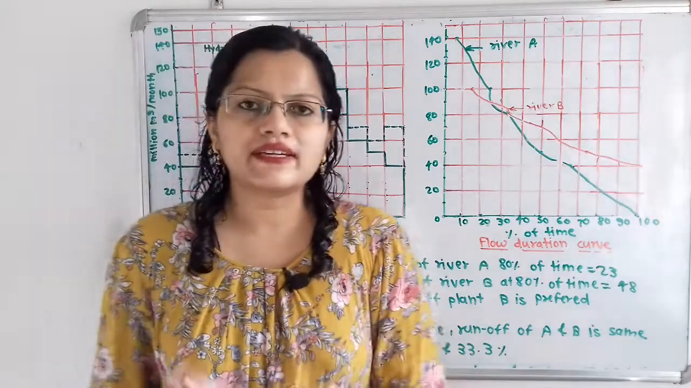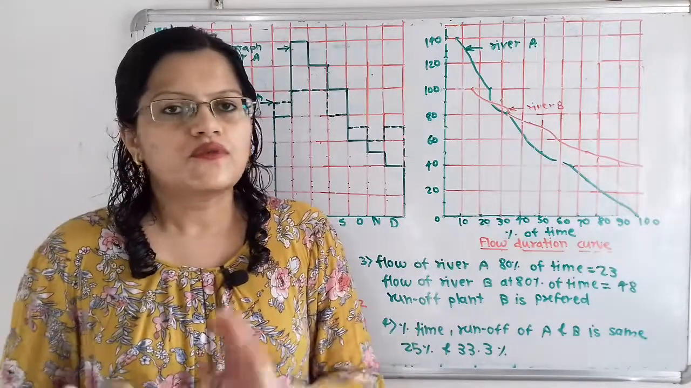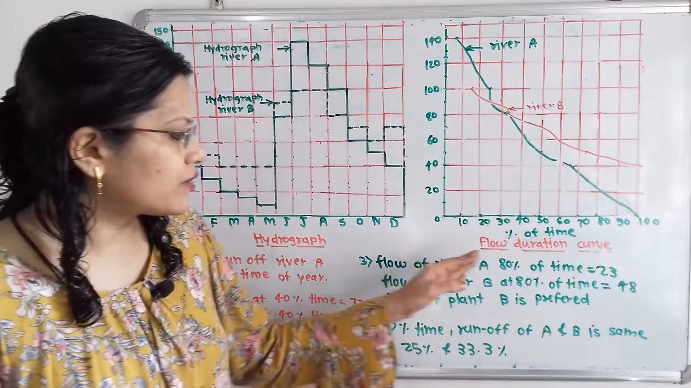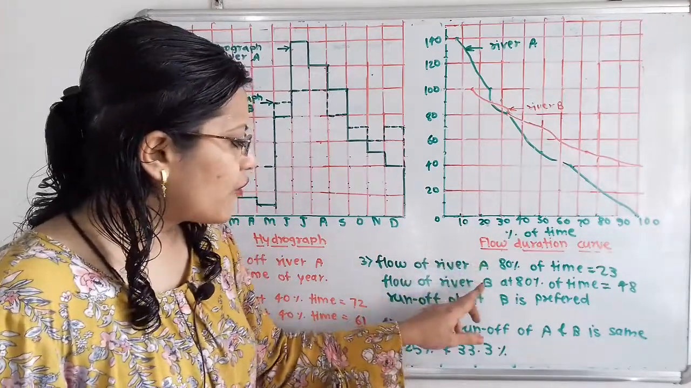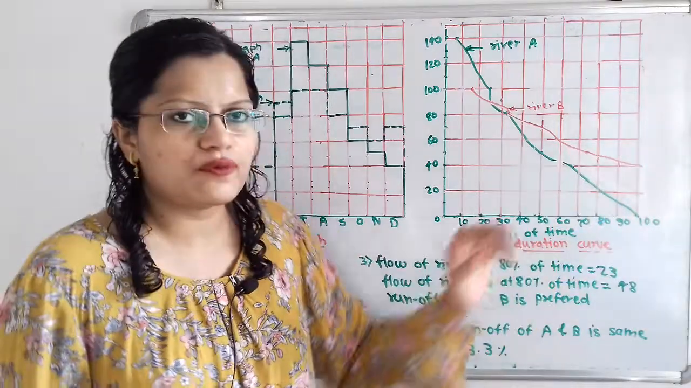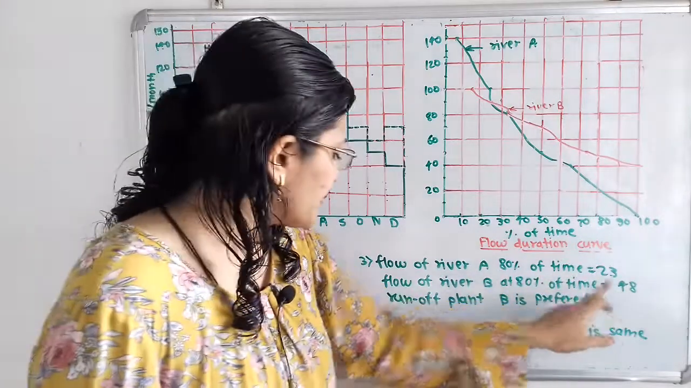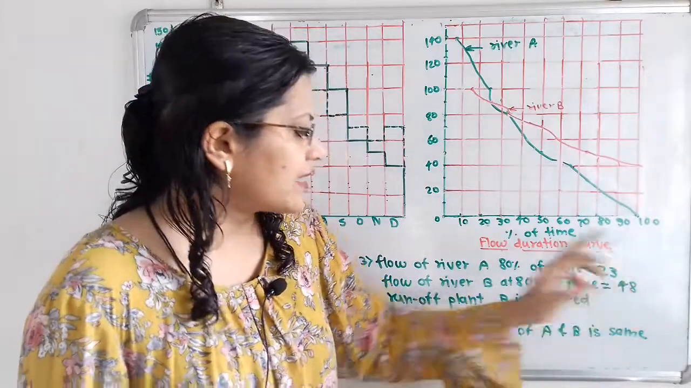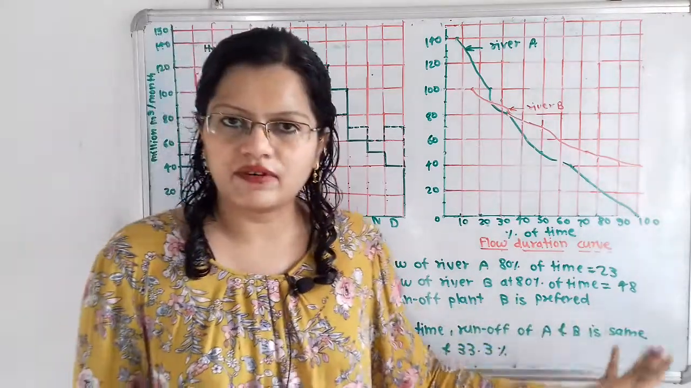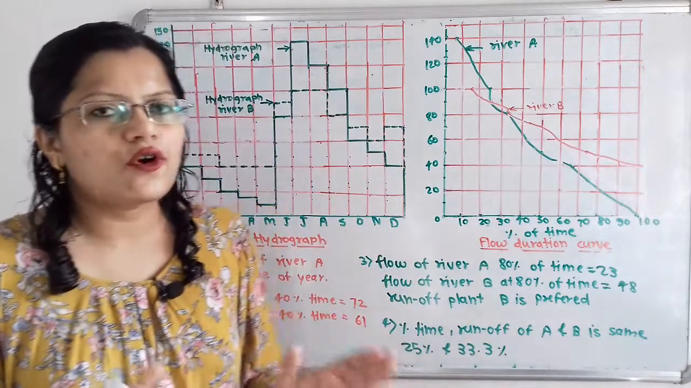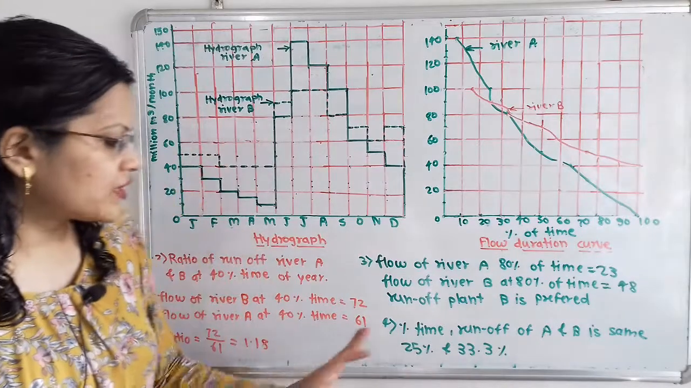So how to find out which river site is preferable for run of river plant? For that we have to find out which river is having maximum flow. So if we compare the flow of river A and B at 80% of time, because 80% of time is the given condition in the question, here flow of river B is more than river A, and that's why for run of river plant, river B is preferred. And what is the reason? That is the flow of river B is more than the river A. Now we will move for the fourth question.